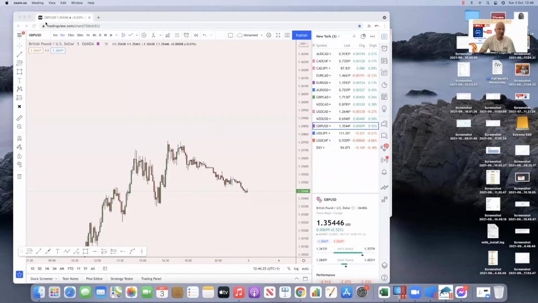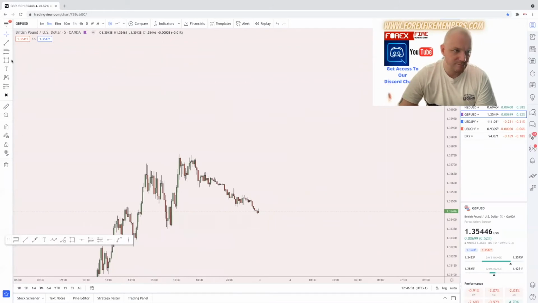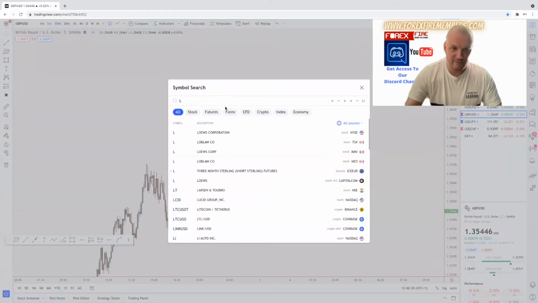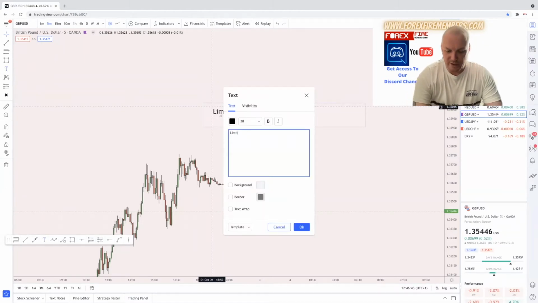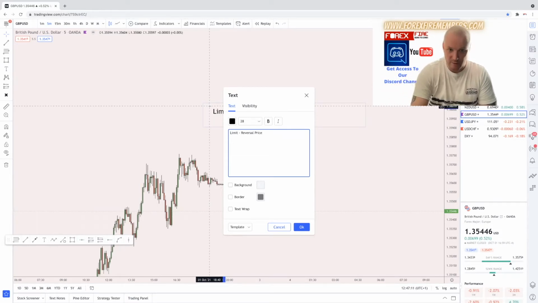Let's get that a little bit bigger. So what we've got are limit orders, which is basically where you're expecting a reversal in price, from where it bounces off a predicted area, and we'll do a visual explanation in a moment.